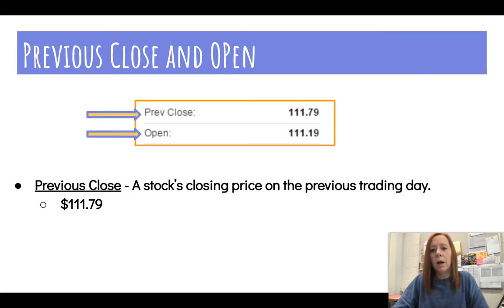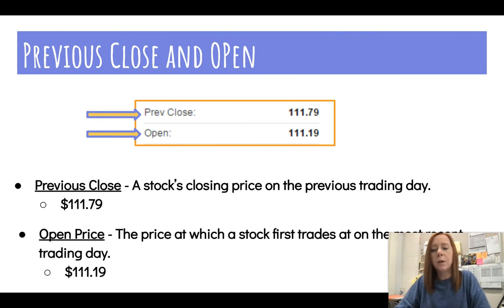Moving on. Another set of numbers that you are going to see on the stock quote is the previous close and the open. Basically, these two numbers represent what the stock closed at the previous trading day. So again, at 4 o'clock yesterday, the last trade was $111.79. And the open price is the price that it was traded at for the very first time of the current day, so at 8:30 a.m. So you have the previous close and the open.